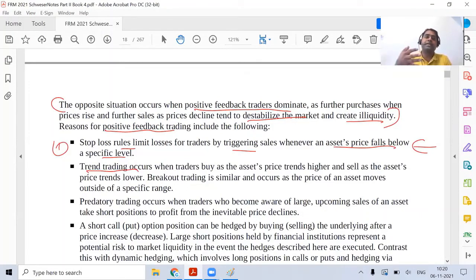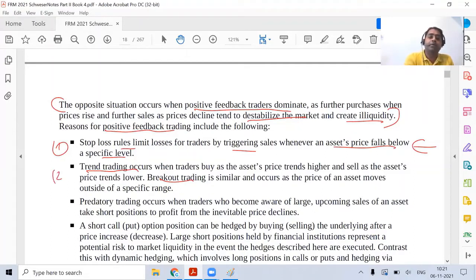When asset prices are rising or at a higher trend, you try to buy it. And when asset prices are going down, you try to sell it. What is breakout trading? That means a trader behaving against the trend. But the point they want to highlight is that if there is trend trading happening in the market, that will also lead to a positive feedback behavior.